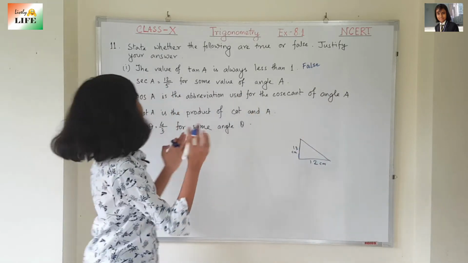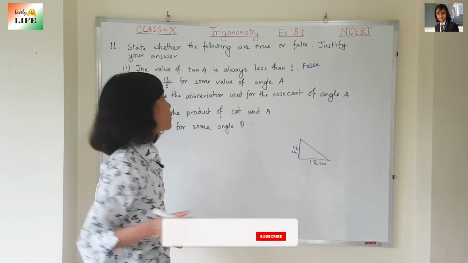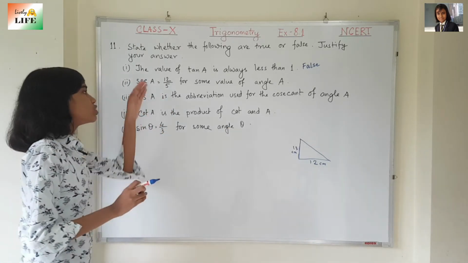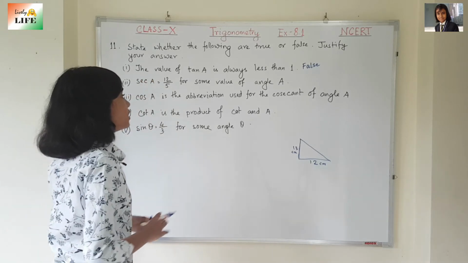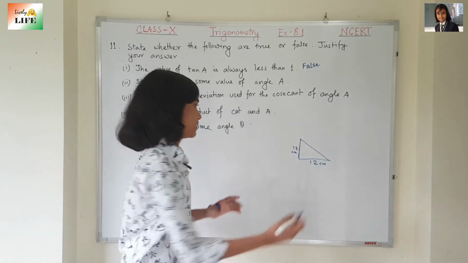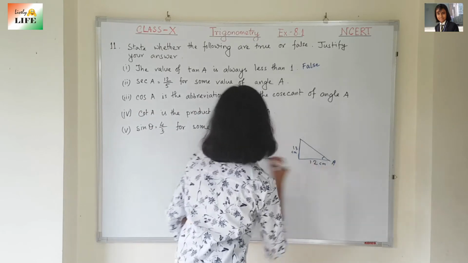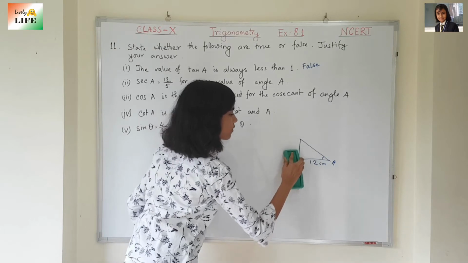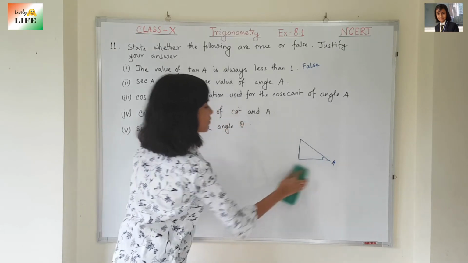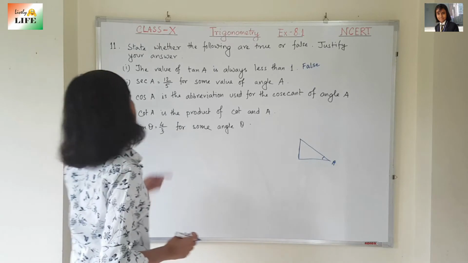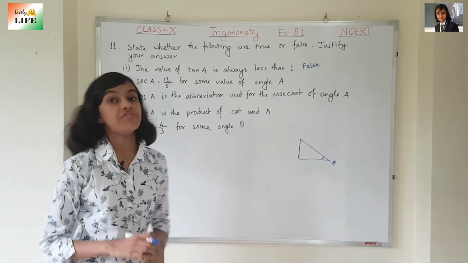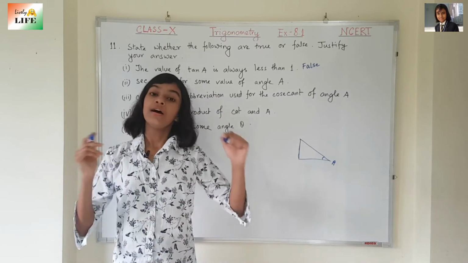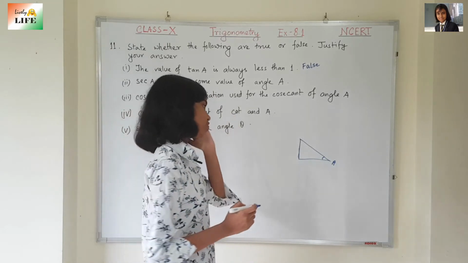Okay, now let's move to the second one. What is the second one? The second one is sec A is equal to 12 by 5 for some value of angle A. Suppose this is angle A now. Now, sec A is 12 by 5. What is sec A? Sec A is hypotenuse by base.